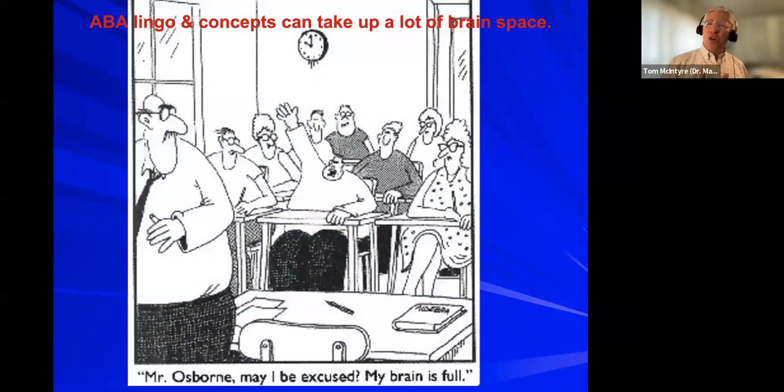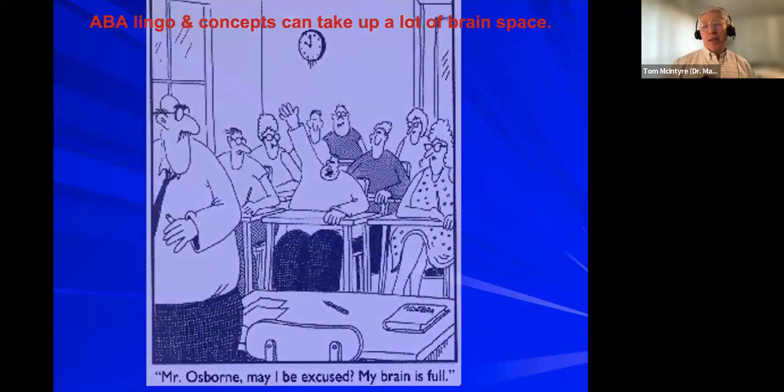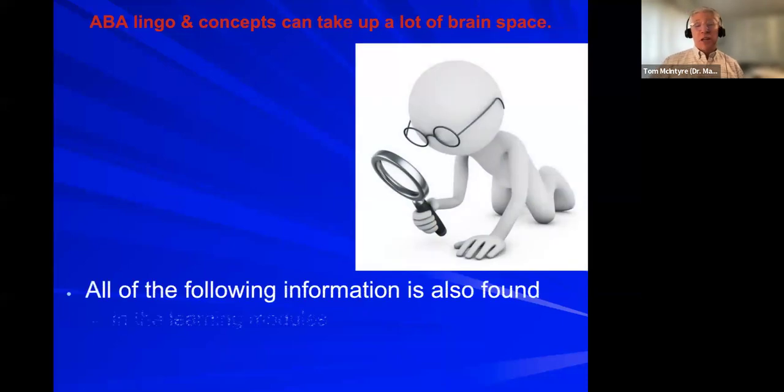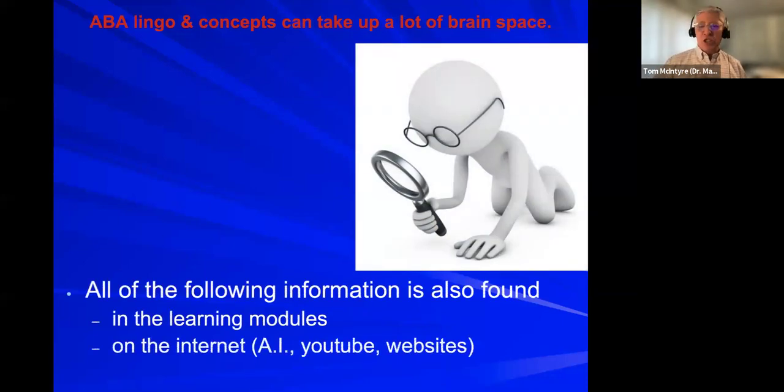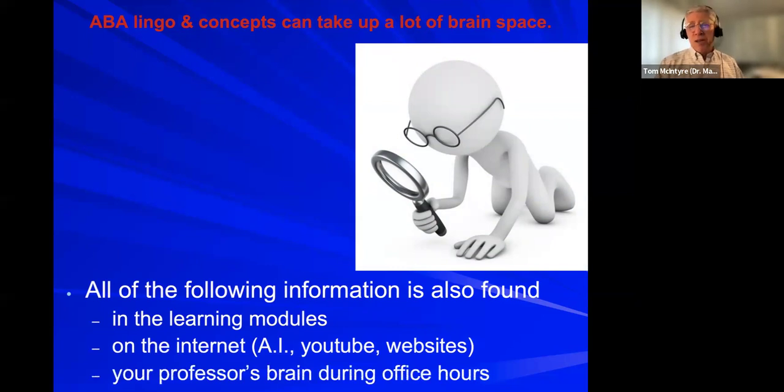But oh, the lingo, the talk of ABA can seem rather confusing at times, and it may not be up there in our noggin when we're trying to retrieve it. Do know that you can find the explanations of this terminology and the concepts, of course, in our learning modules, but you can also find it on the internet with artificial intelligence, videos on YouTube and various websites. And of course, anytime this course seems overwhelming or confusing, do check in with your instructor.